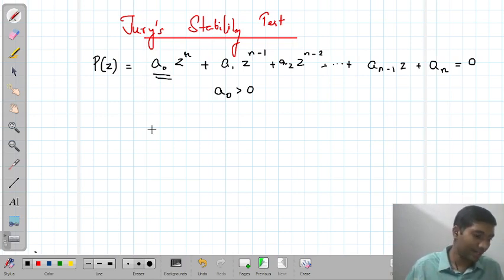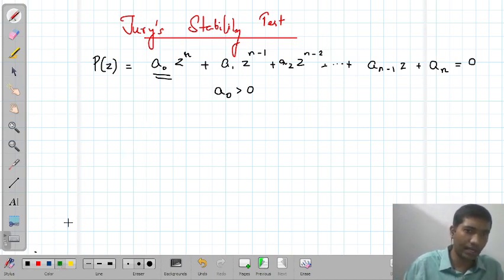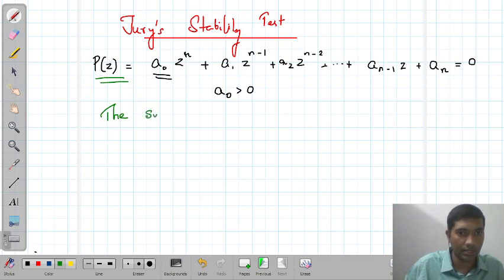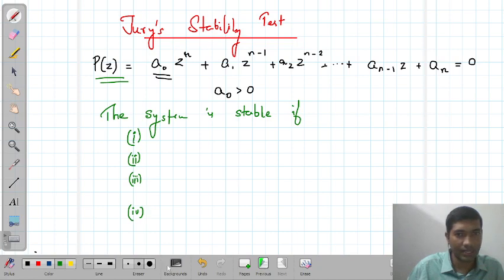So for the Jury's stability condition, we need to construct something called Jury's table. We will come into that. I'll write the condition first and then come to Jury's table. The condition is that the system with characteristic equation P of Z is stable if there are 4 conditions, 1, 2, 3 and 4, and these are satisfied. If any of these conditions are violated, then the system is unstable.